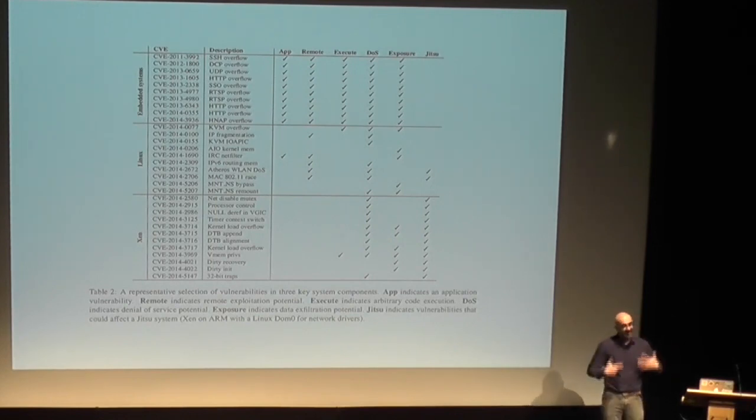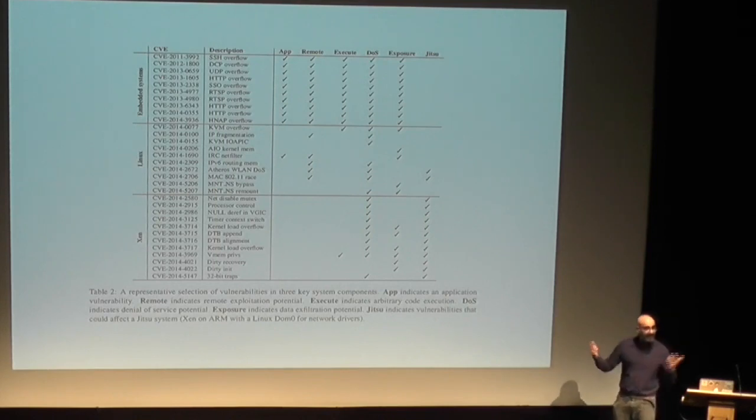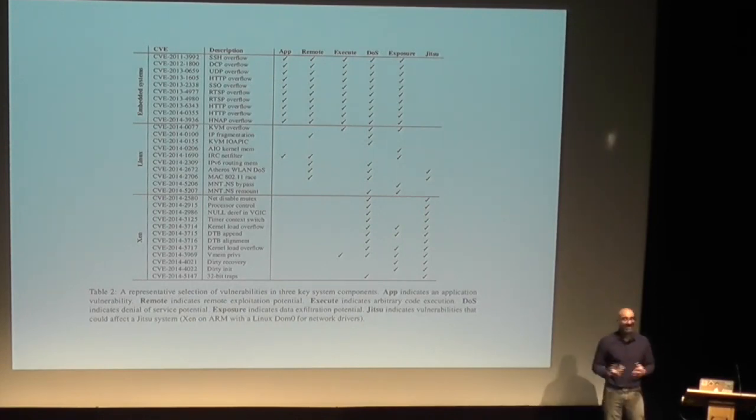Because it's not so bad that you can execute code, but if you can see all of your data, then I don't need to execute code anyway. And finally, the one Jitsu was a system we built for ARM devices, and we wanted to see if it was vulnerable to these as well, using a lot of the technologies in Mirage OS and so on.